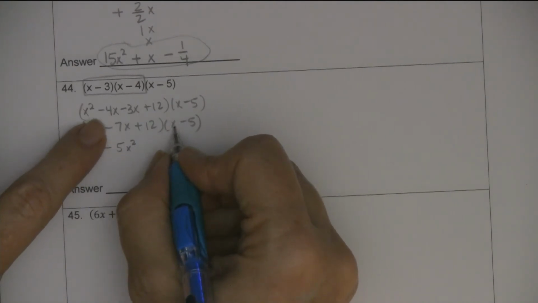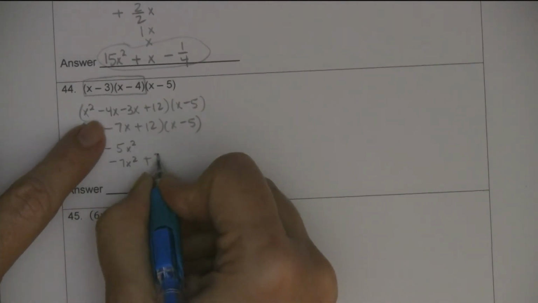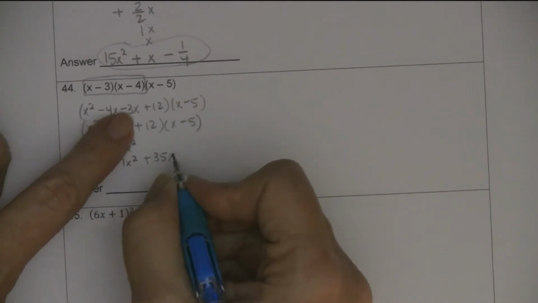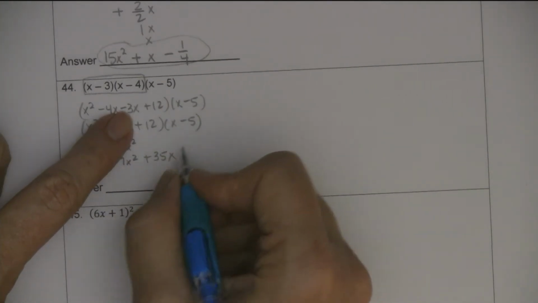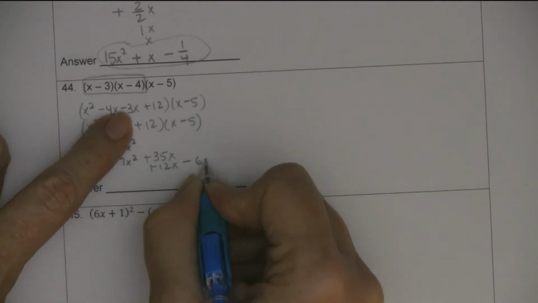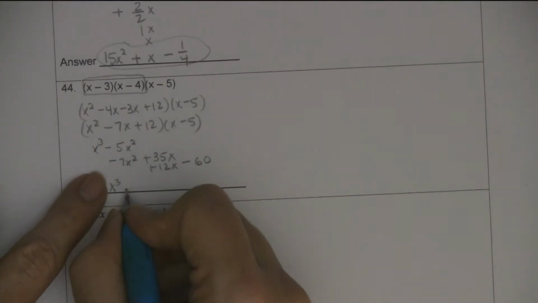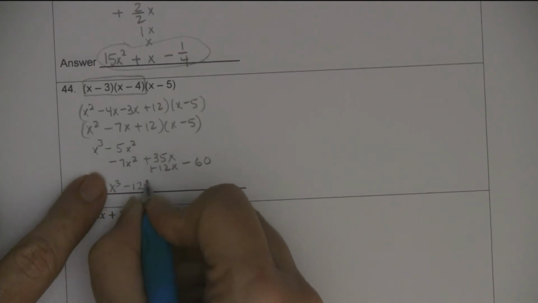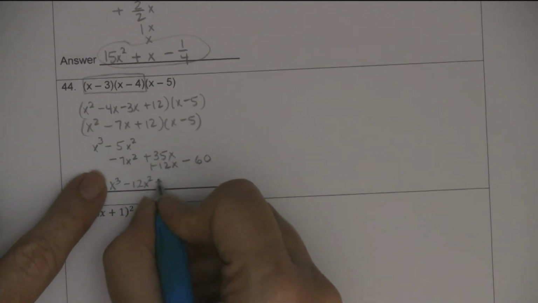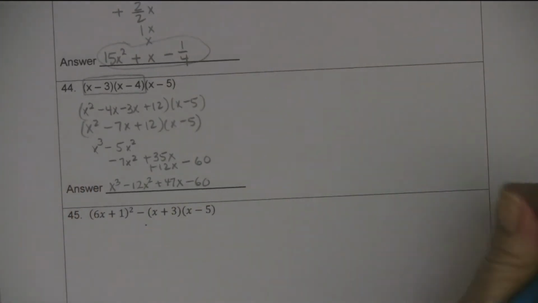Now I'm going to do 7x. I'm going to distribute it. So that's negative 7x to the second, and then positive 35x. Then I'm going to do the 12, distribute it. So that's plus 12x minus 60. So when the dust clears, I get x to the third. These are like terms, minus 12x squared. Those are like terms, plus 47x minus 60. And did a good job on that.